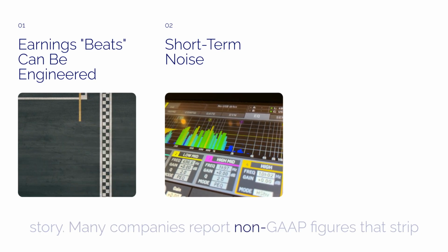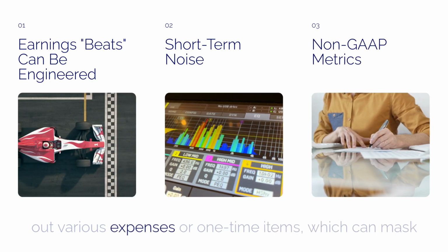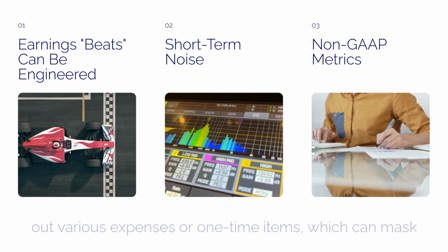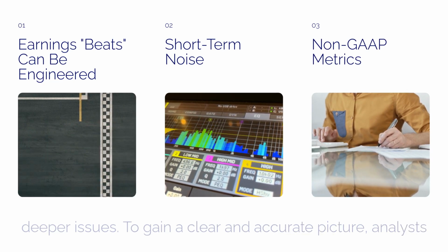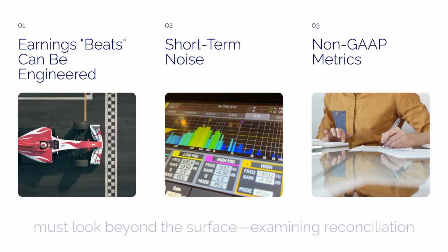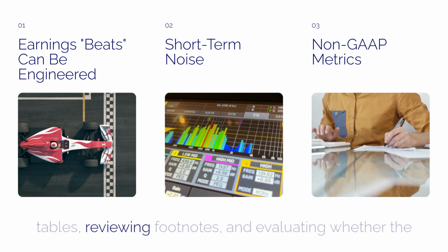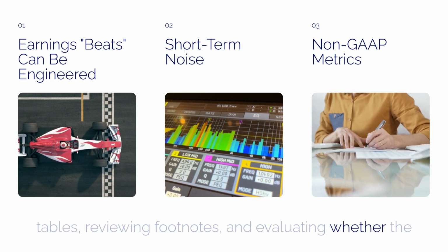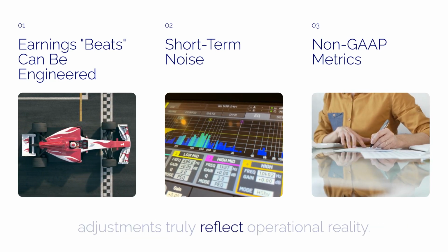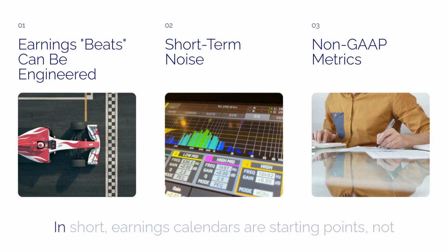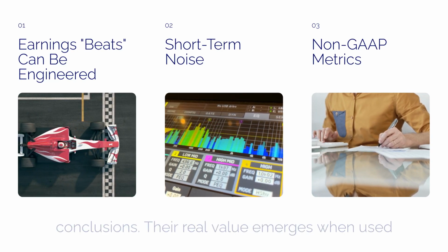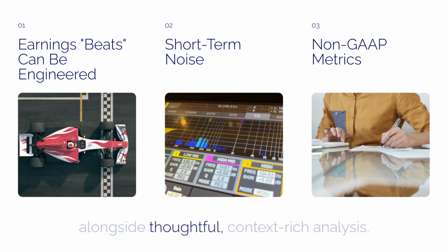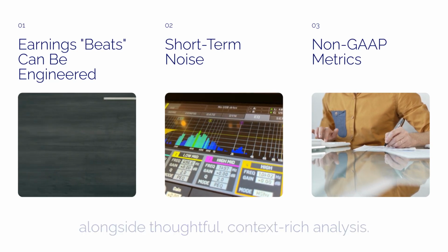Many companies report non-GAAP figures that strip out various expenses or one-time items, which can mask deeper issues. To gain a clear and accurate picture, analysts must look beyond the surface, examining reconciliation tables, reviewing footnotes, and evaluating whether the adjustments truly reflect operational reality. In short, earnings calendars are starting points, not conclusions. Their real value emerges when used alongside thoughtful, context-rich analysis.